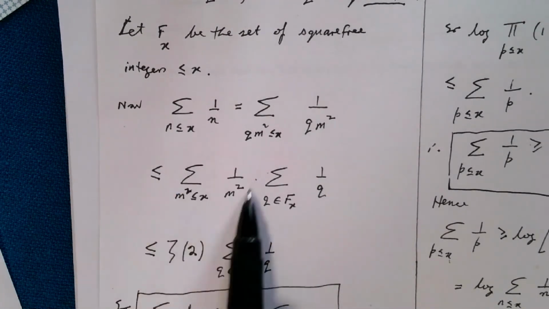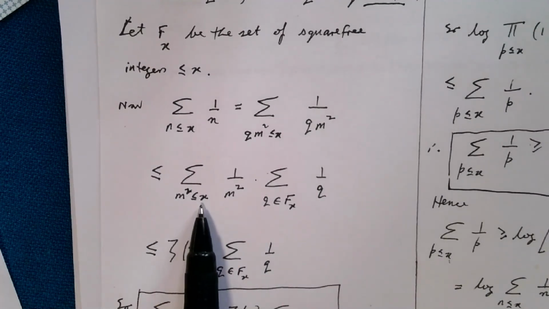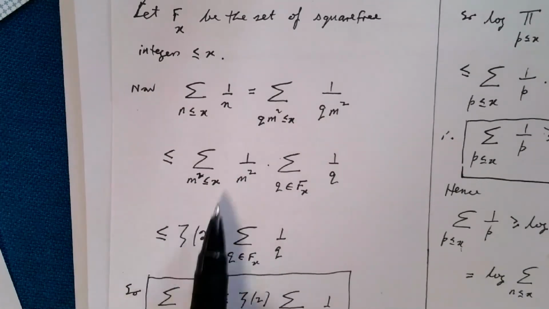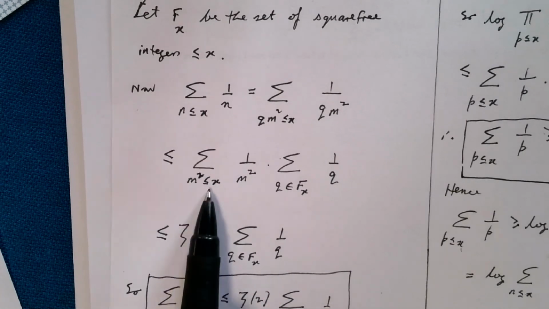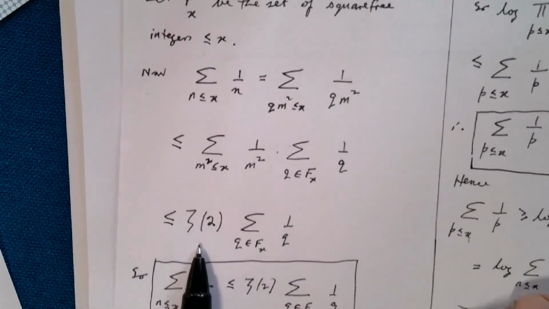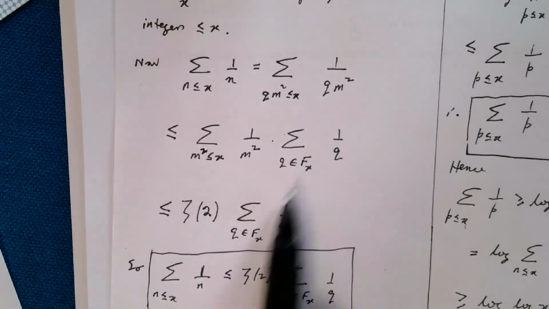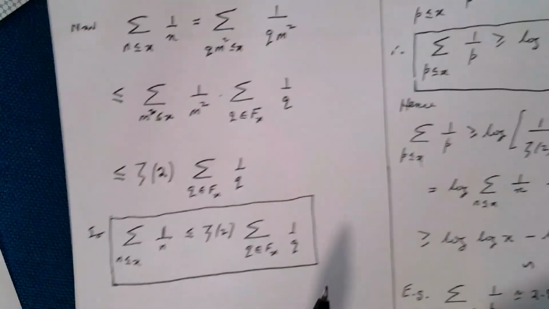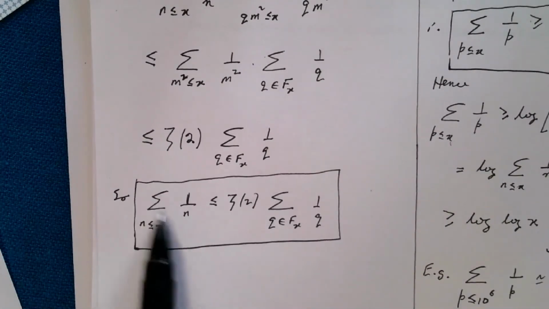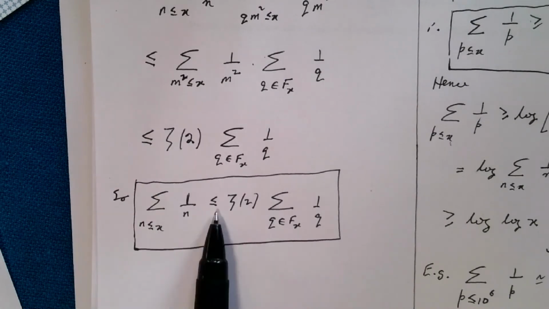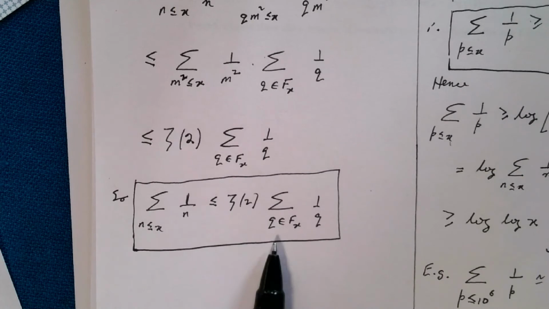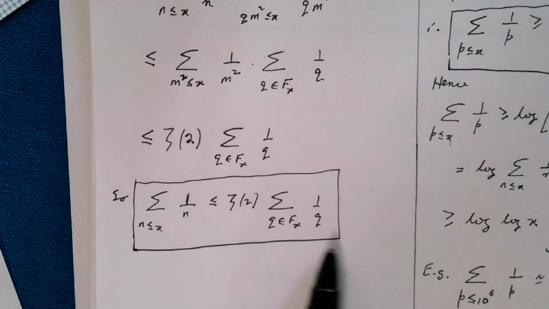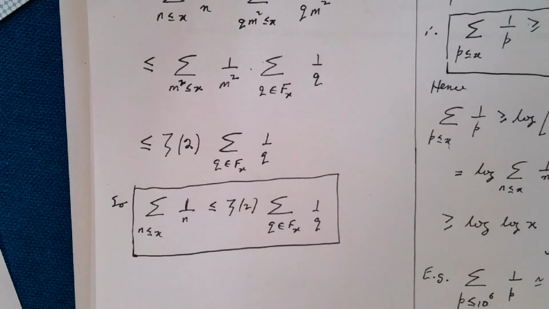Now this one here, if you think of allowing x to become very large, then this will become zeta of 2. So this finite sum is going to be less than the infinite sum, which converges to zeta of 2, which of course is pi squared on 6, and we're left with this term here. So, putting all that together for the moment, we have just established that the sum of 1 over n, n less or equal to x, is less or equal to zeta of 2 times the sum of the reciprocals of the square free numbers less or equal to x. So let's hold that thought, and we'll come back to that in a moment.